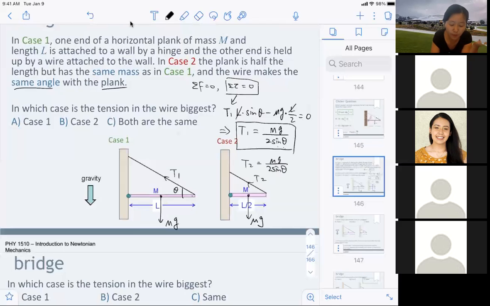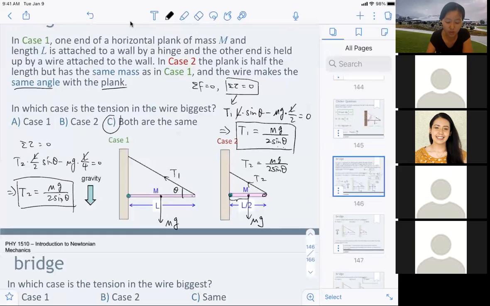You could set it up again, just to make sure. You would say tension in 2 times the entire length. Now the entire length is L/2, right? L/2 times sine theta minus mg times the lever arm for gravity, which is half of the L/2, so L/4. You cancel the L, and you get the exact same result, mg over 2 sine theta. So you can see that the tension is the same in both cases. So C is correct. Okay.